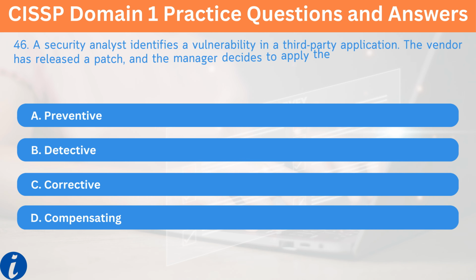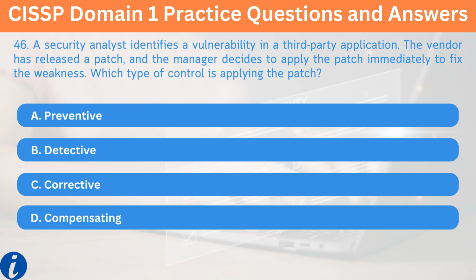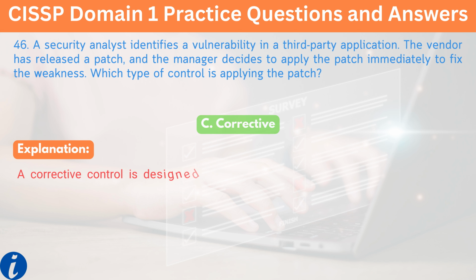46. A security analyst identifies a vulnerability in a third-party application. The vendor has released a patch, and the manager decides to apply the patch immediately to fix the weakness. Which type of control is applying the patch? A. Preventive. B. Detective. C. Corrective. D. Compensating. The correct answer is C.